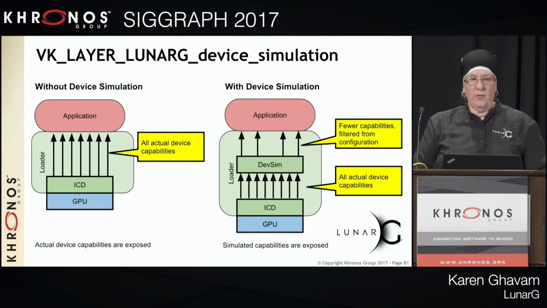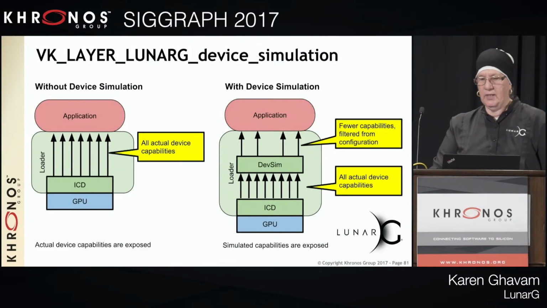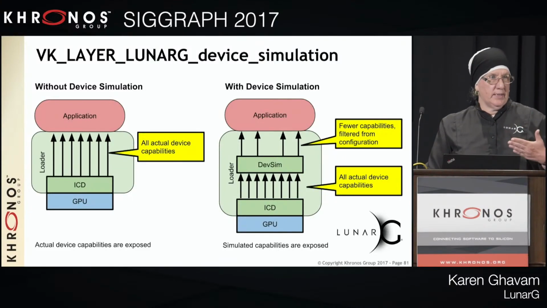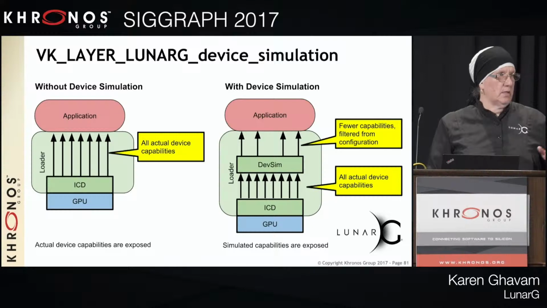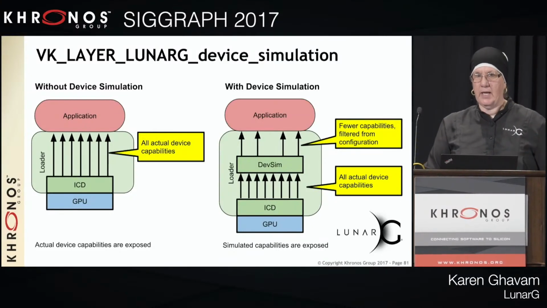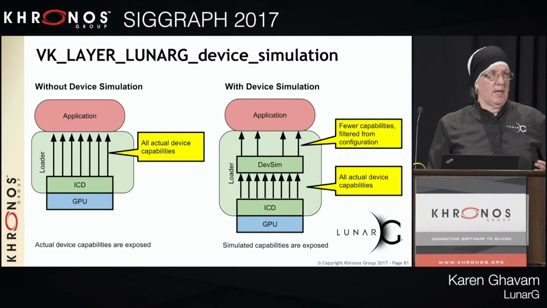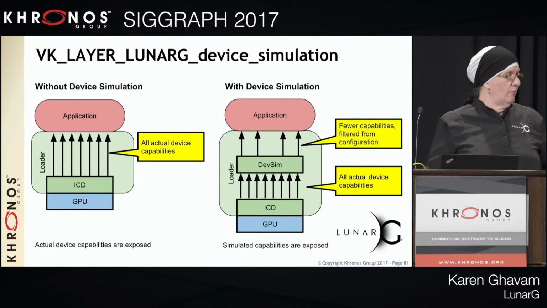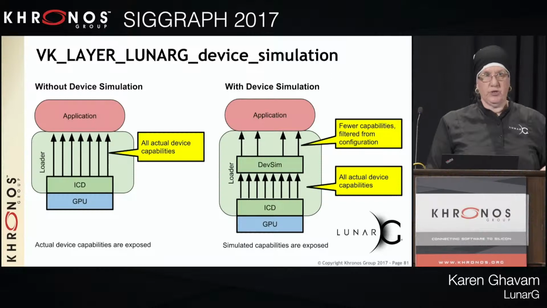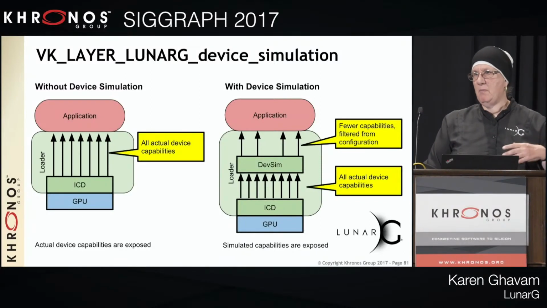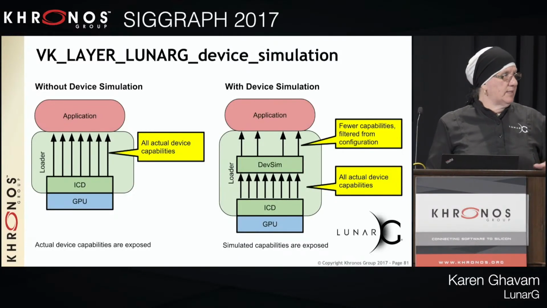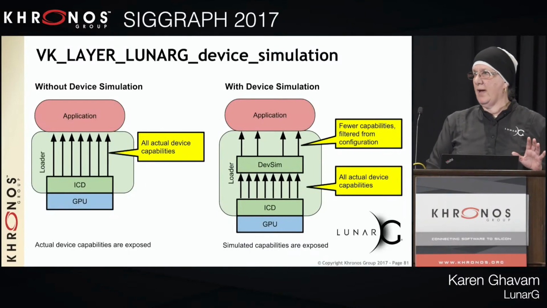So, starting out with the LunarG device simulation layer. It's a layer that sits in between the ICD, the installable client driver, and the application. The purpose of this layer is to enable some application testing when you don't have all the hardware in your possession. It does this by modifying capabilities that are returned from Vulkan queries. And the device configuration is actually defined by a JSON configuration file.